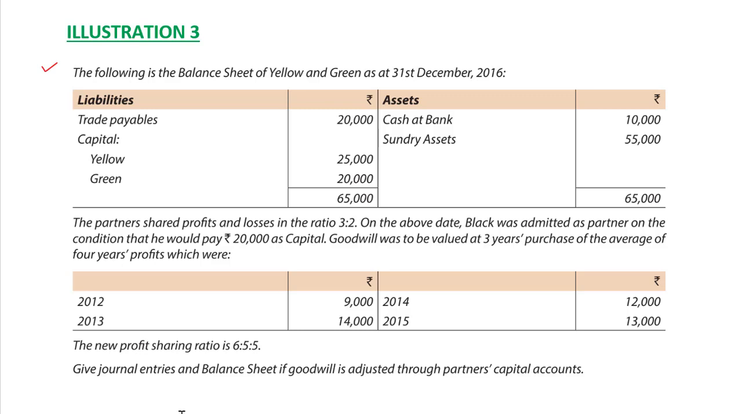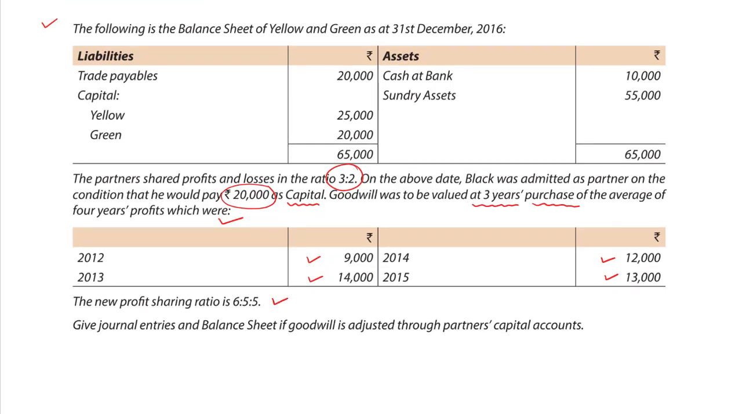Illustration 3. The following is the balance sheet of Yellow and Green as at 31st December 2016. Liabilities: trade payable, capital of Yellow and Green; on the asset side, cash at bank, sundry assets. The partners shared profits and losses in the ratio of 3:2. On the above date, Black was admitted as partner on the condition that he would pay 20,000 as capital. Goodwill was valued at 3 years purchase of average of 4 years profit, which were for 2012 it is 9,000, for 2013 it is 14,000, for 2014 it is 12,000, for 2015 it is 13,000. The new profit sharing ratio is 6:5:5. Give journal entries and balance sheet if goodwill is adjusted through partners' capital account.